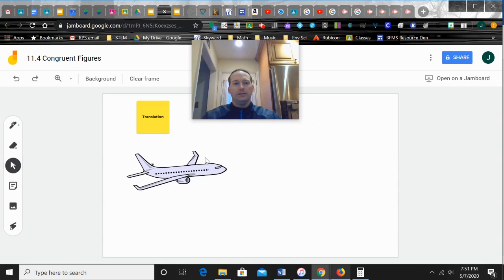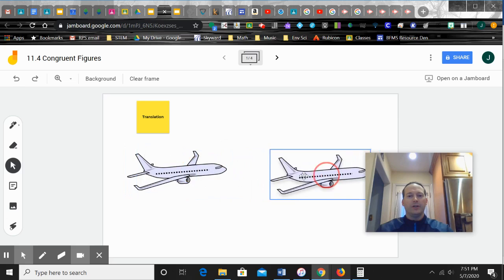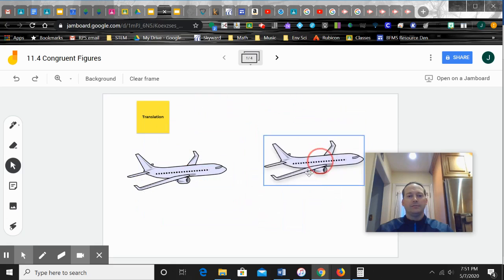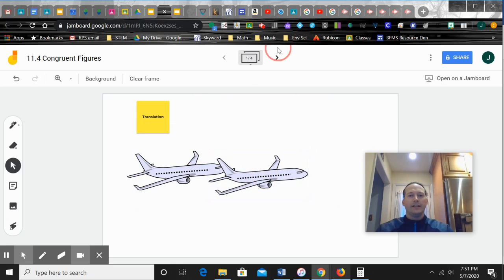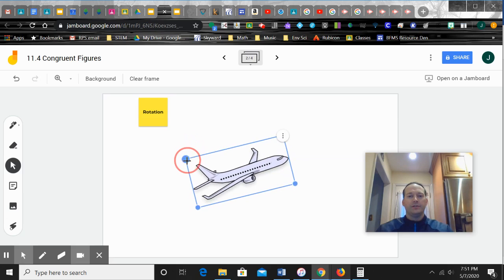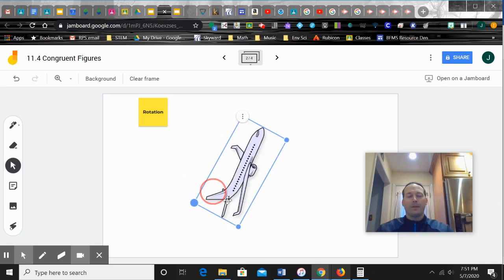The next one is, let me move myself back. So this is just translation, so it can go like that, it can go like this, it can go like that. Wherever you want to put it, that's translation. And the final third one is called a rotation. Not very complicated. Rotation is spinning it.